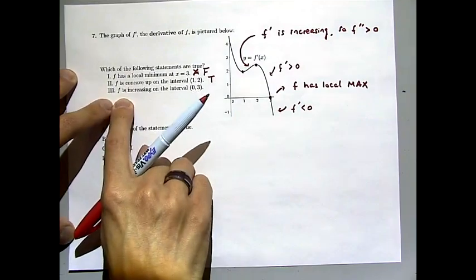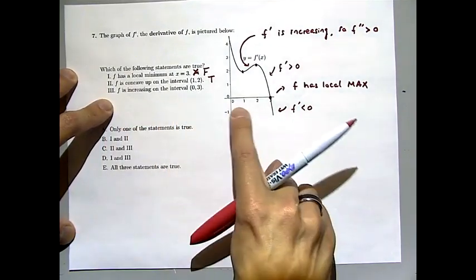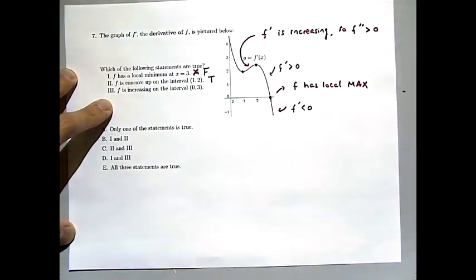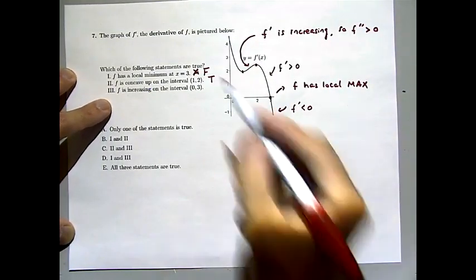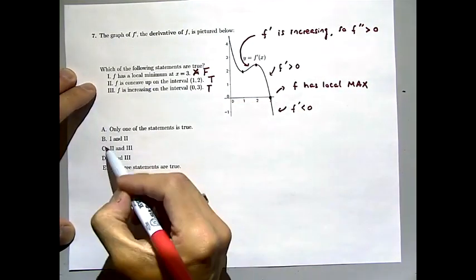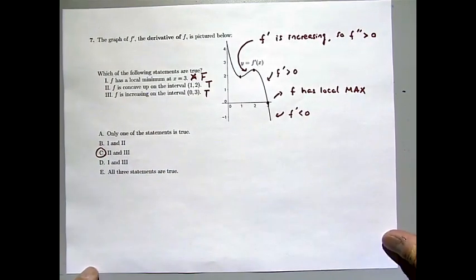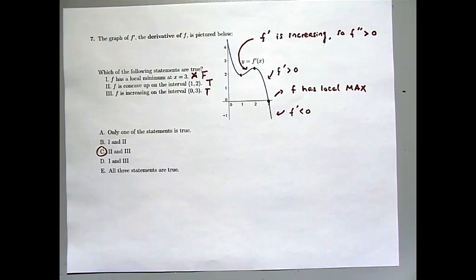And the last one, f is increasing on the interval 0 to 3. Well, that looks pretty clear. On 0 to 3, the entire f prime is above the x-axis. So that's true. So you're right. Very good. That's an easy problem that everyone should be able to get. Okay, any question on this one?